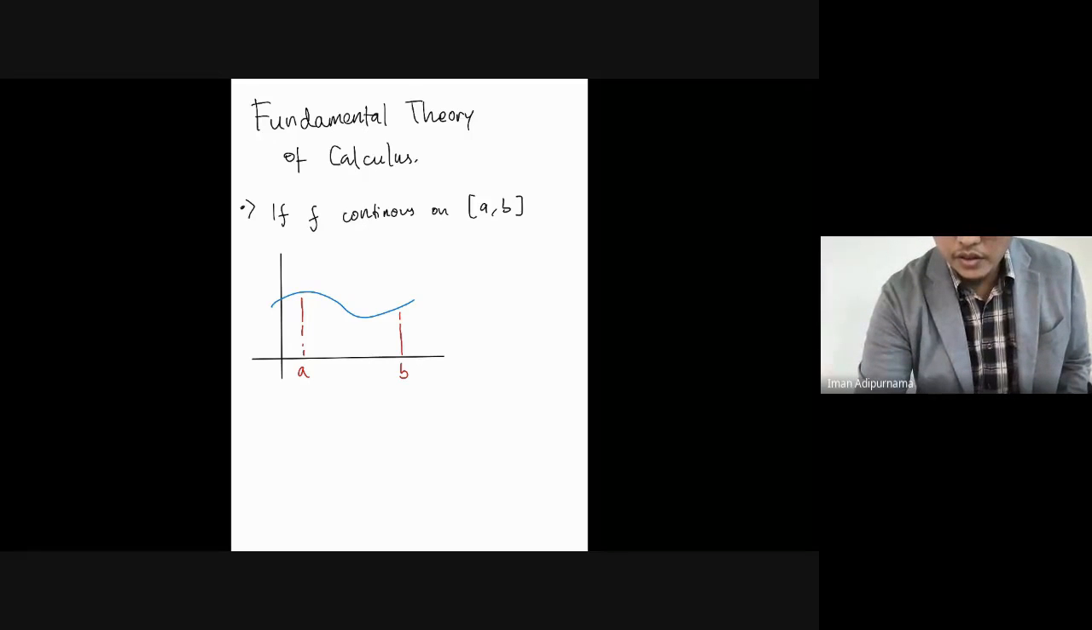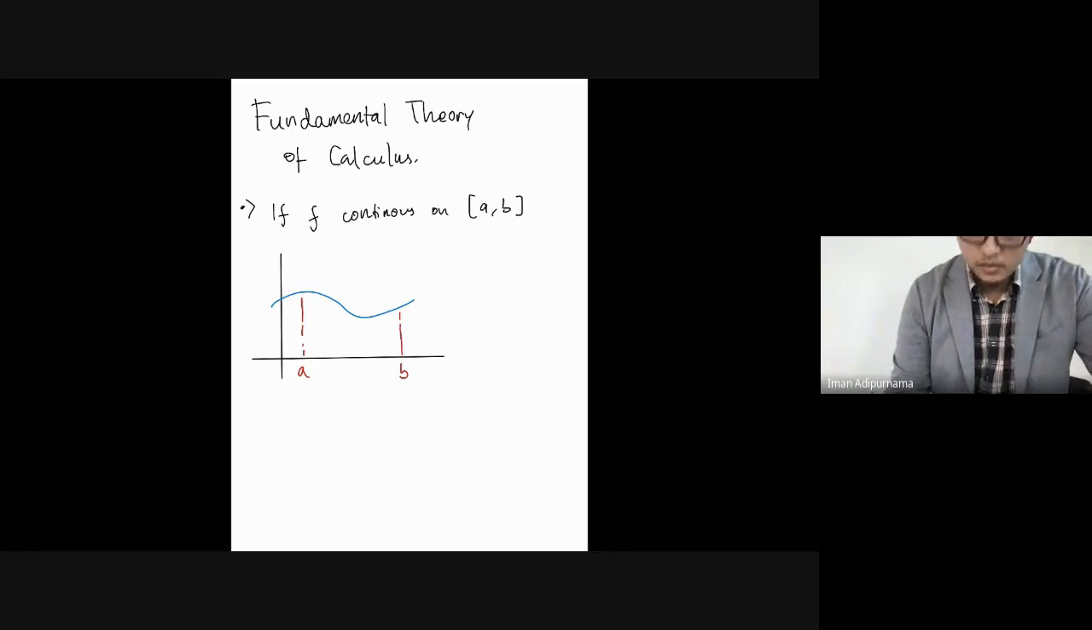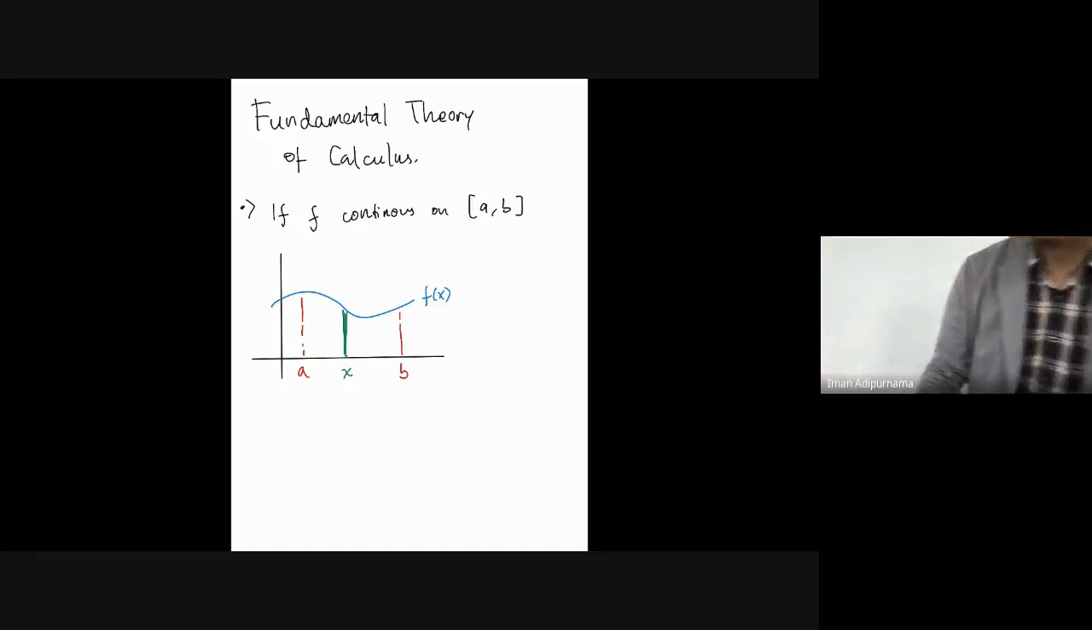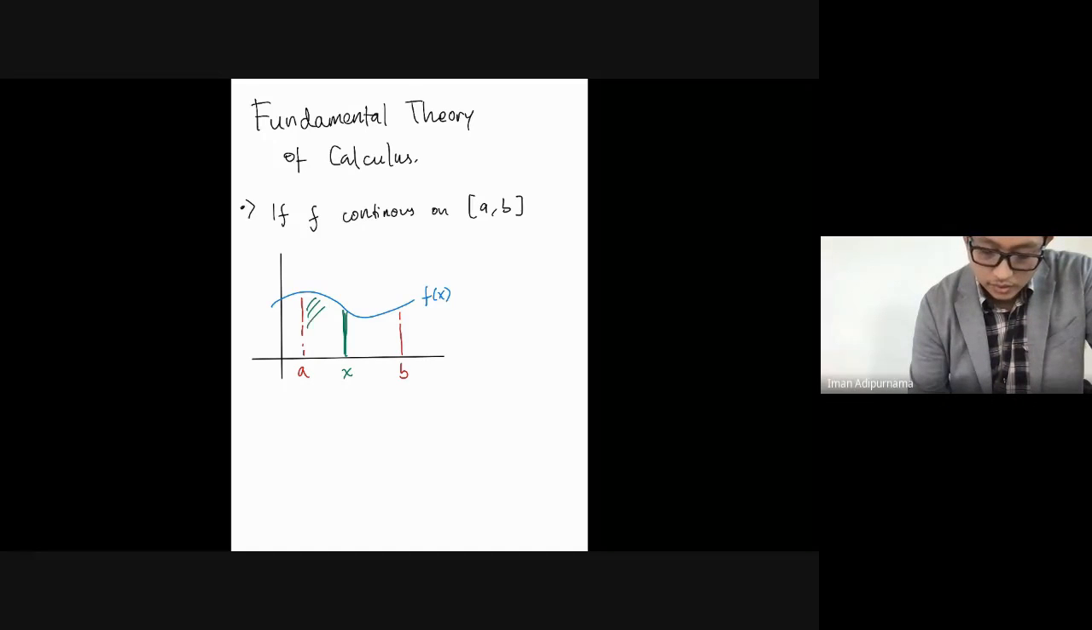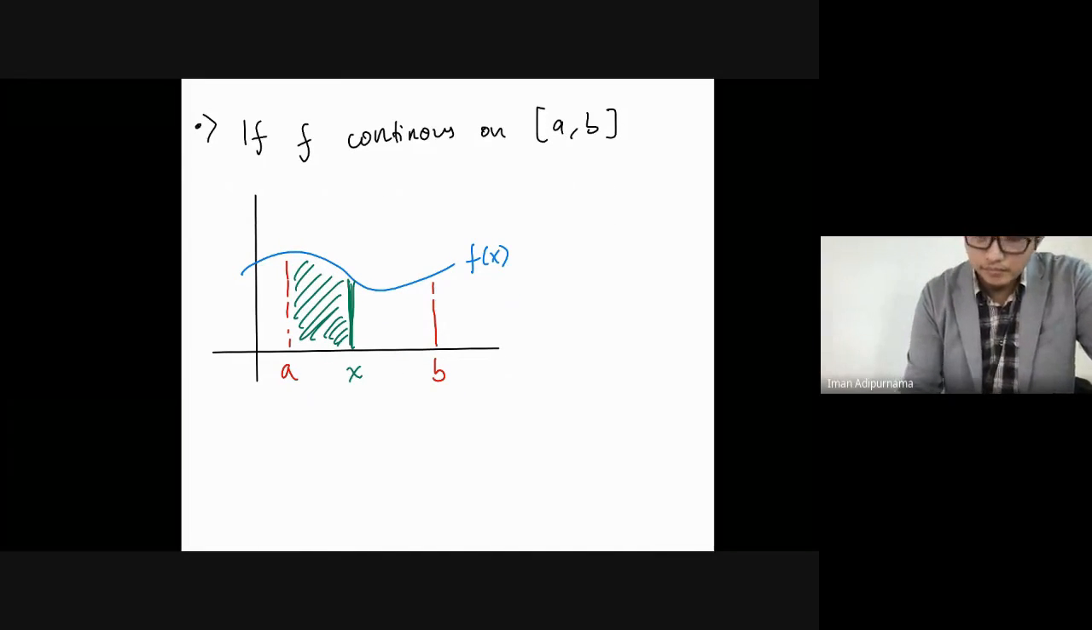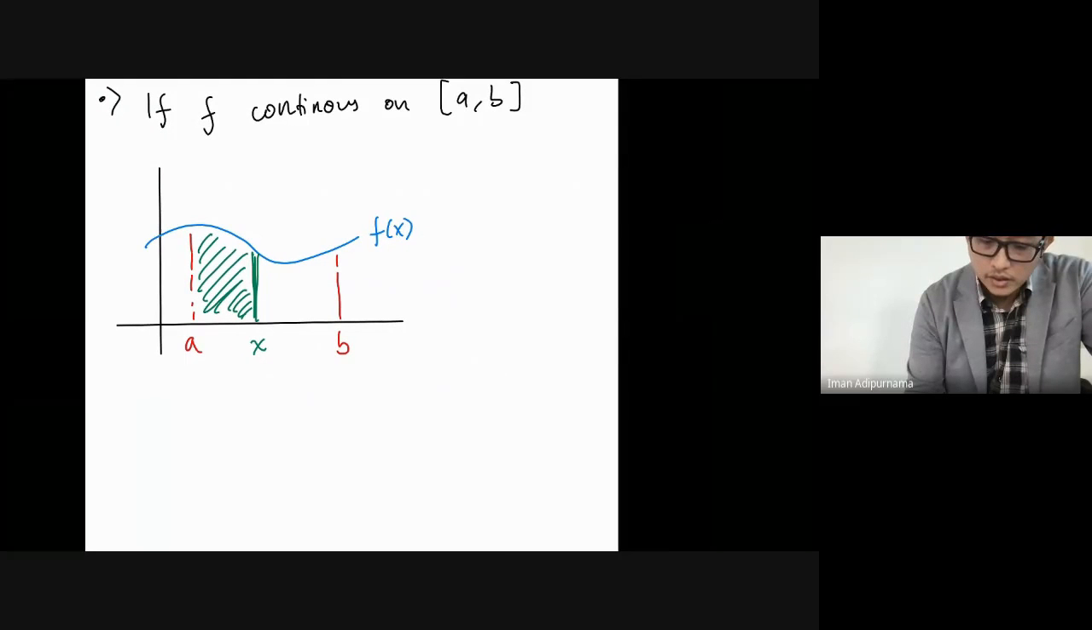Okay, so the fundamental theorem of calculus. If I have this function, let's say this is f(x), and let's say we evaluate any number in between a and b, call it x. Okay. So let's observe this, a to x. So x is between a and b.